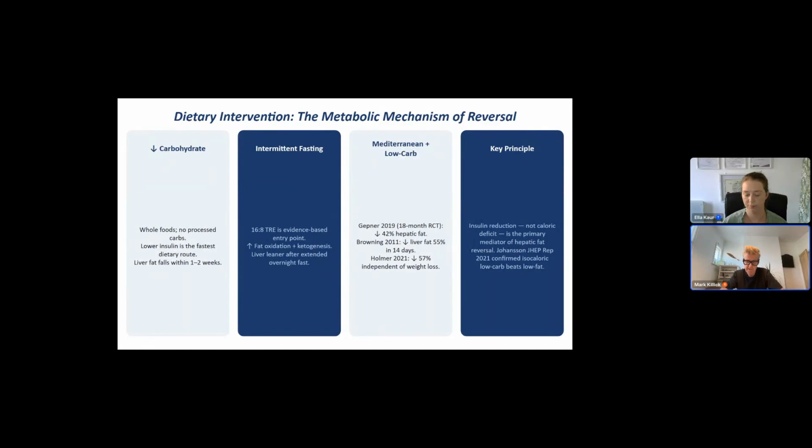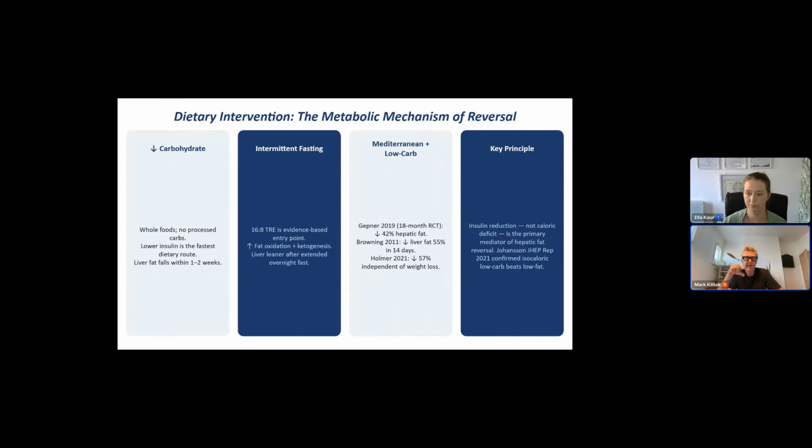And this was confirmed by another study by Joe Hansen. Carbohydrate restriction outperforms fat restriction for liver fat reduction, even when total energy is matched. So this is where we use an intervention like a Mediterranean style low carbohydrate approach: olive oil, fish, vegetables, nuts, legumes, with carbohydrates coming from vegetables and berries rather than bread, pasta and processed foods. So a lot of evidence there.